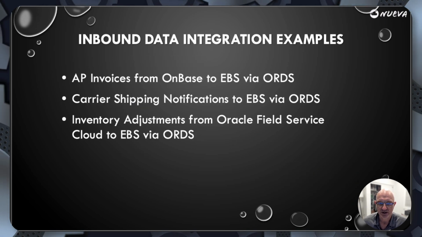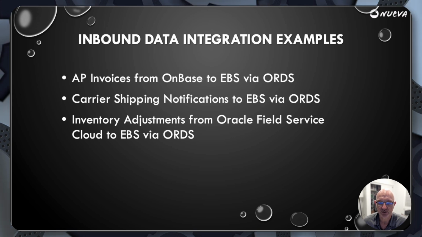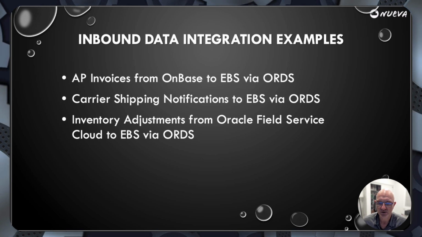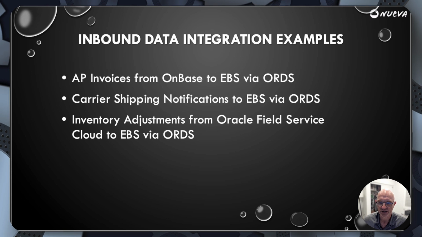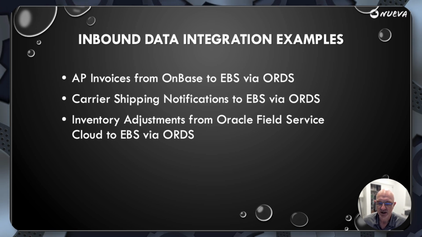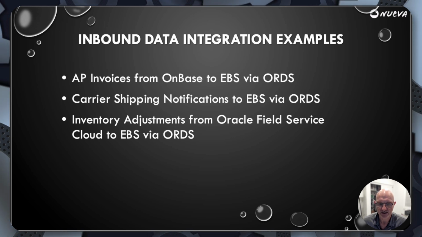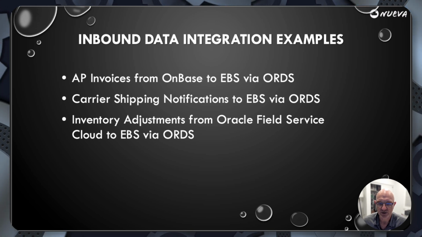Other inbound data integration examples are AP invoices from OnBase to eBusiness Suite via ORDS, and shipping notifications from a third-party carrier to call ORDS to let us know that deliveries had been scheduled or shipped. And finally, inventory adjustments. Oracle has a SaaS product called Oracle Field Service Cloud, and we would send inventory updates from Field Service Cloud when technicians got back at the end of their day, and whatever parts they'd used was sent back to EBS via an ORDS web service call.